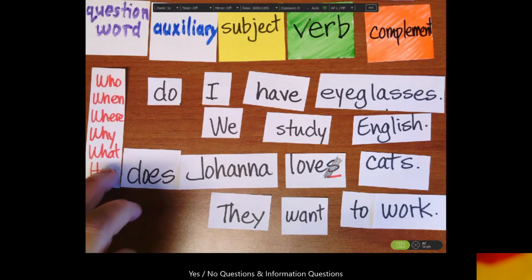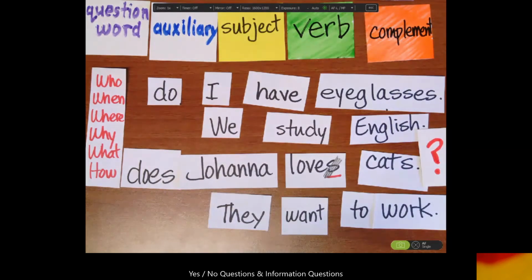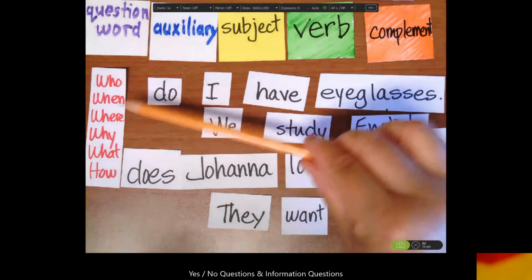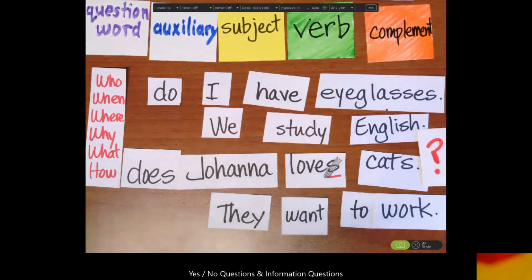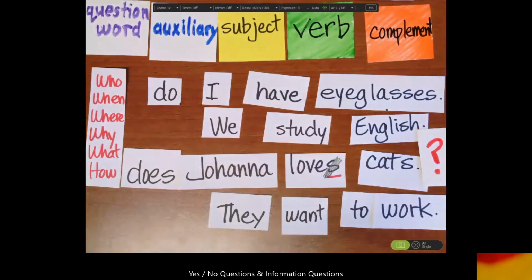You have to follow this formula. Of course, not all question words make sense when you add them, but it is the formula that works. So let me give you some examples. And don't forget the question mark right here. So for example, when do I have eyeglasses could work. Why do I have eyeglasses? And that becomes an information question. So, why do I have eyeglasses? Because I need to be able to read. So that gives you information rather than just answering yes or no.